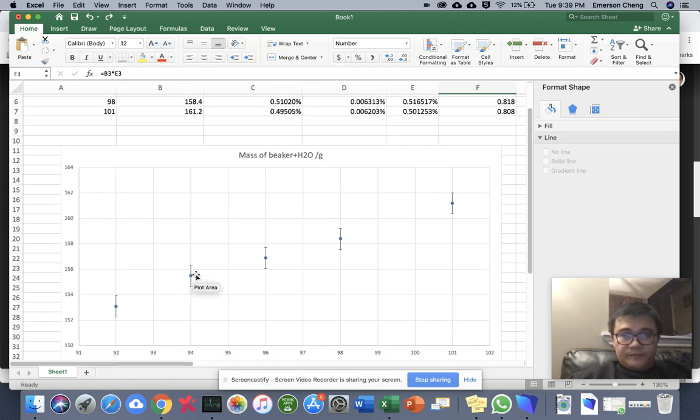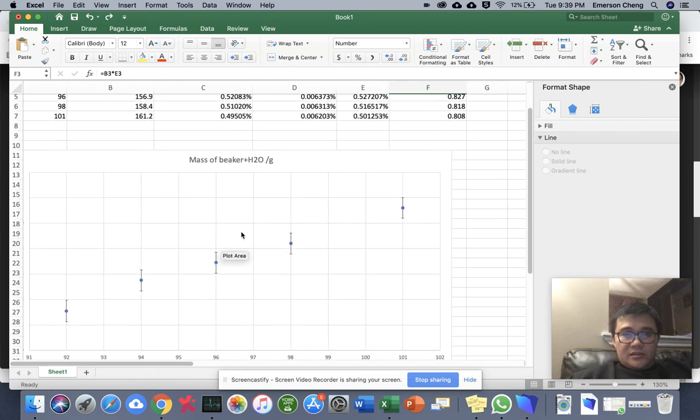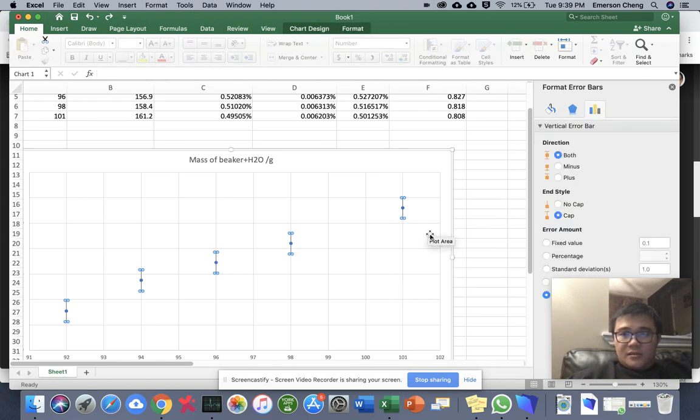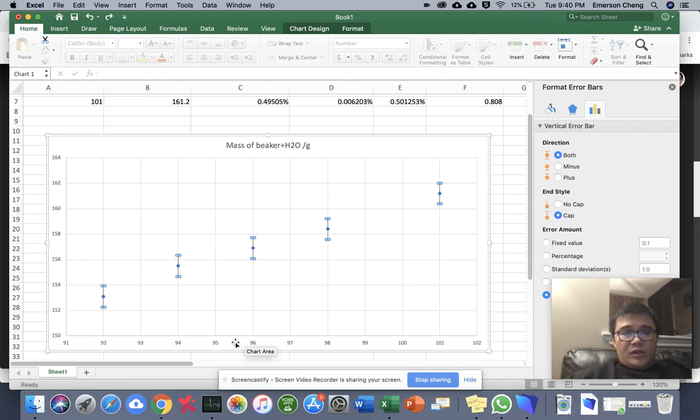Was it add trend line? I'm not going to talk about trend line. It seems like based on a lot of you, you know how to do that already. Also, make sure your axes are correct. This is not a correct title. Please don't just copy and paste on this.